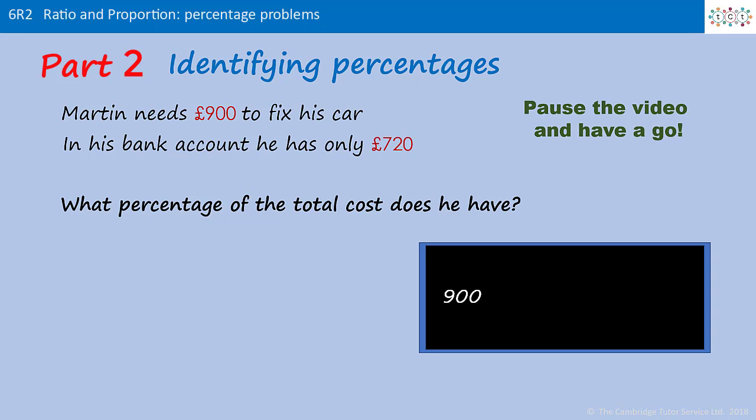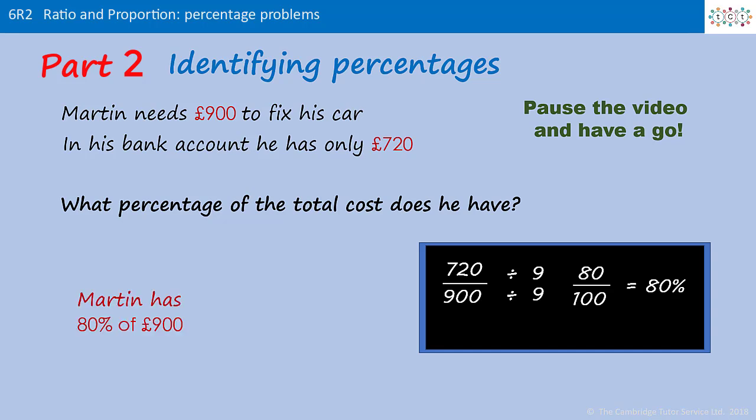Out of the total £900 he needs, Martin has 720. So 720 is the numerator, 900 is the denominator. We need to make the denominator 100 to find the percentage. So we divide 900 by 9 to get 100. That means we need to divide 720 on the top by 9 as well. And 720 divided by 9 is 80. 80 over 100 is the same as 80%. Martin has 80% of the £900 he needs.